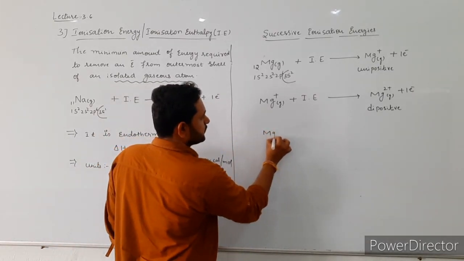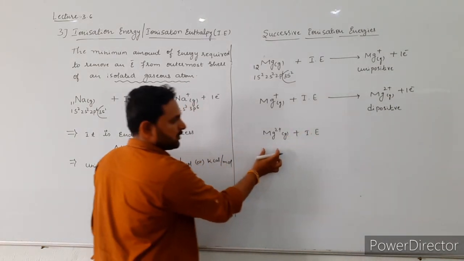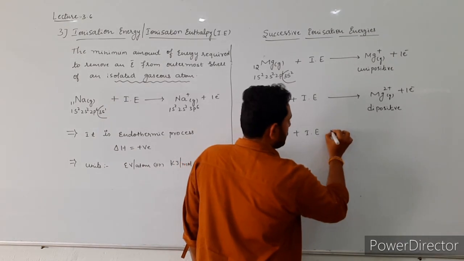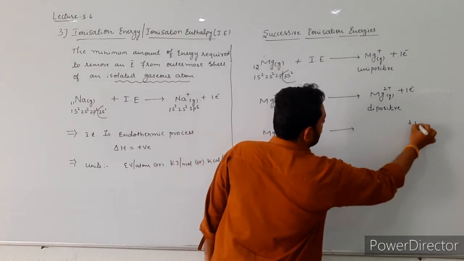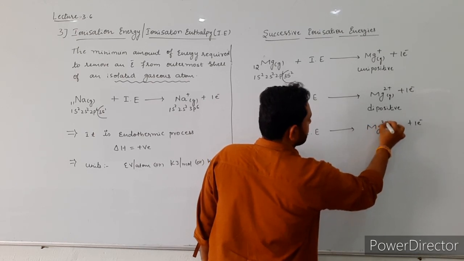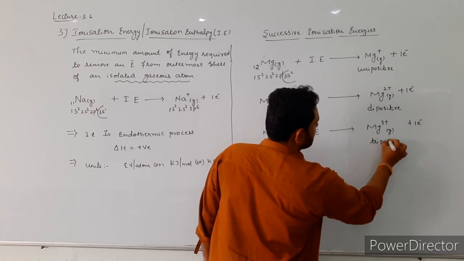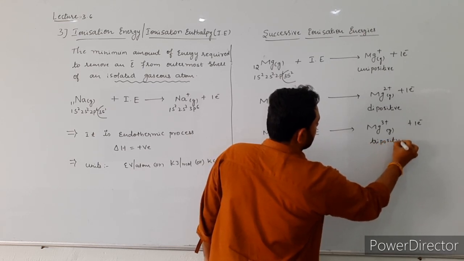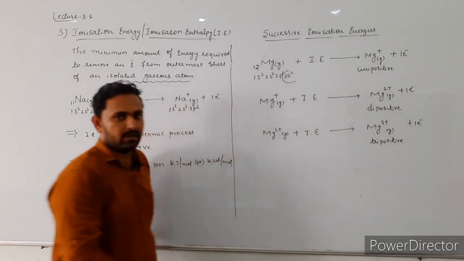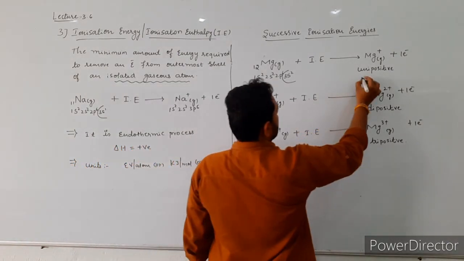This is a dipositive gaseous ion. If you add suitable ionization energy to the dipositive gaseous ion, it loses one electron and becomes a tripositive gaseous ion. Now I will write the electronic configuration. What is the electronic configuration?